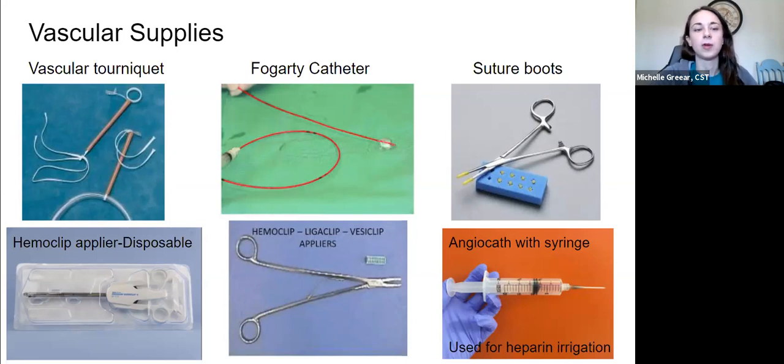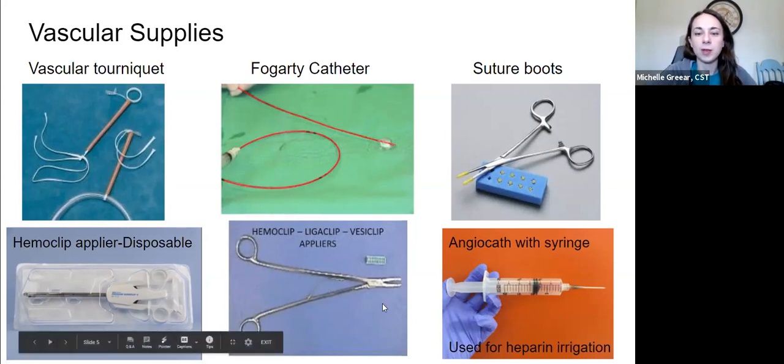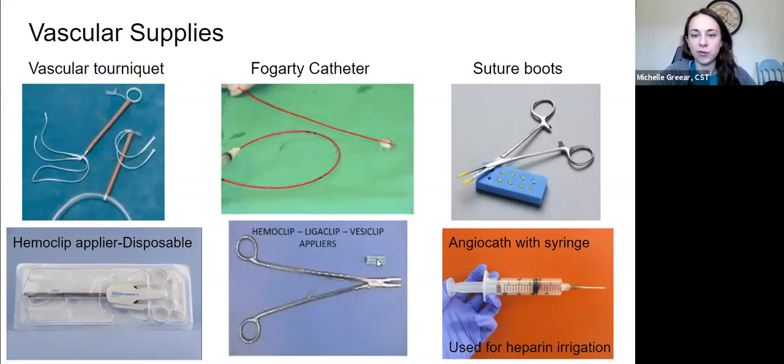So suture boots, very important. Of course, you're doing vascular, there's going to be lots of bleeding, so hemoclip appliers. So hemoclip appliers you have to load up are right here. These are sterilized, come in your instrument trays. These little cartridges you're going to count. Do you count the individual clips?